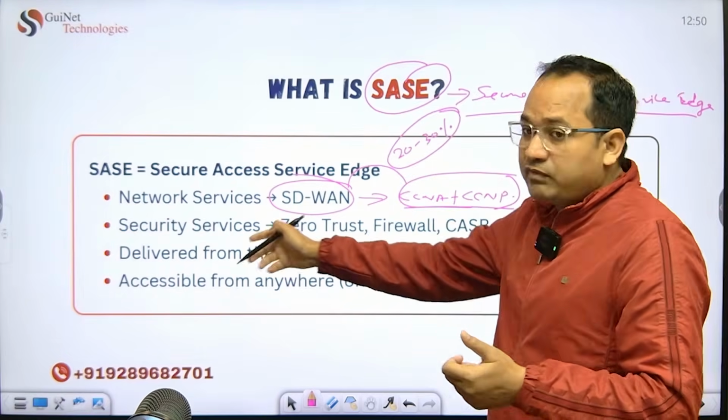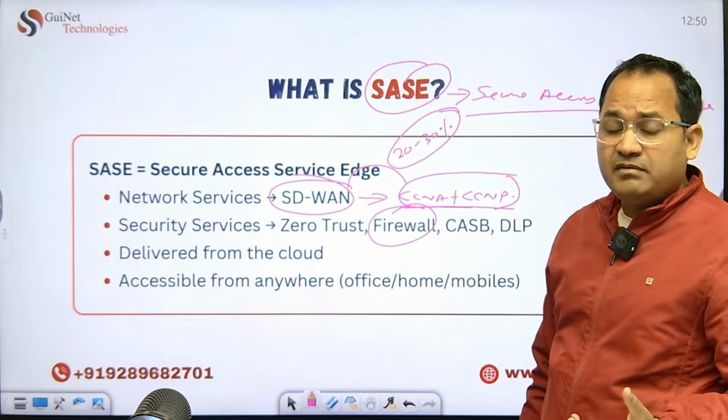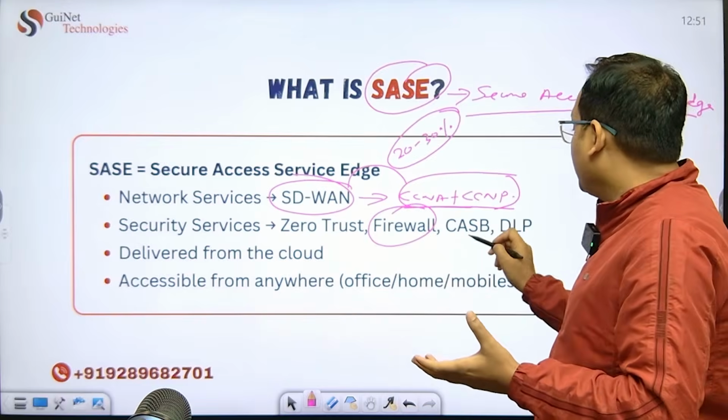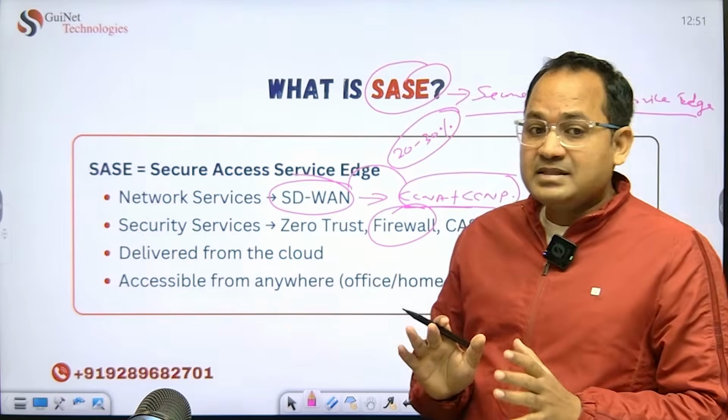And then you move to firewalls, any Palo Alto firewall, any FortiGate firewall. Then you understand the zero trust concept, like Zscaler zero trust, how CASB is going to be there, how DLP is going to be there. And then you're going to become a complete SASE engineer.